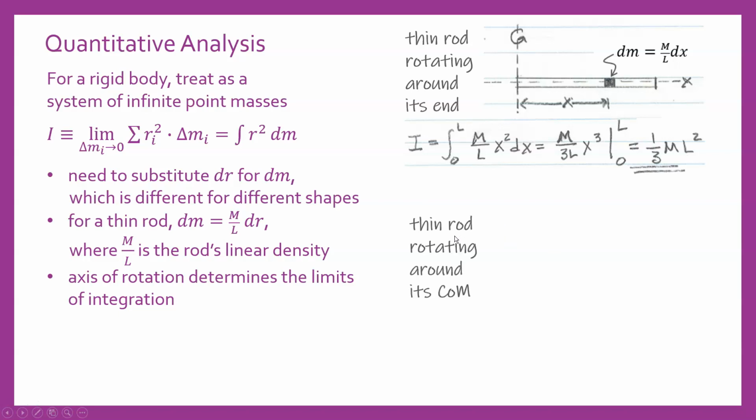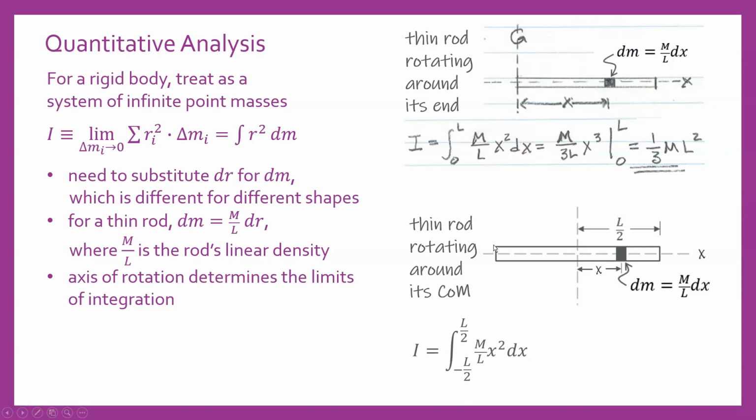Now, what happens if we take this same thin rod and we rotate it around its center of mass? So we'll assume it's a uniform distribution of mass. So the center of mass is going to be right in the middle. So it's rotating around this axis. And once again, our infinitesimally small mass particles are equal to m divided by L dx. That's the linear density. Notice our limits of integration are going to be different. They're going to be from negative L over 2 to positive L over 2. And that's going to make a difference.